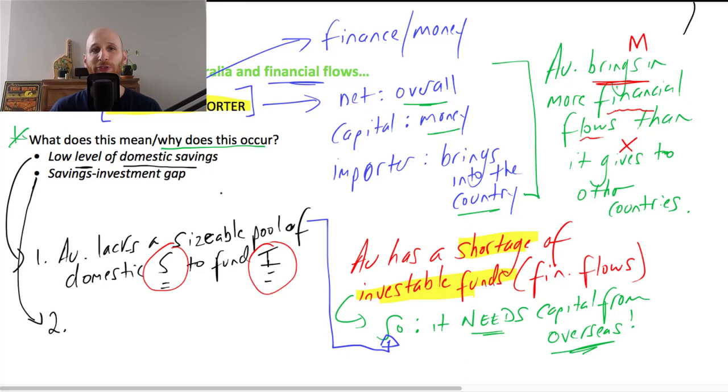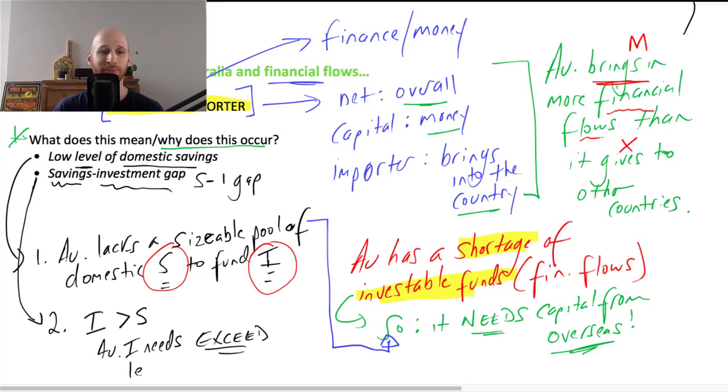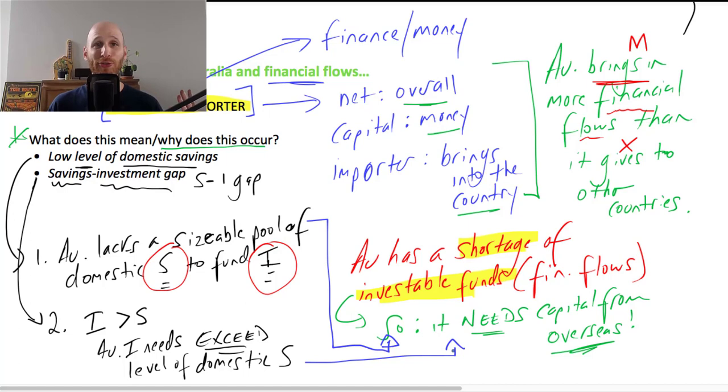The second reason that Australia is a net capital importer is because of something called the savings investment gap, or the SI gap. It's related to point one: basically, Australia's investment needs are greater than its level of domestic savings. So as a result, to fill this savings investment gap, Australia needs to source capital, money, finance from overseas. It needs to bring in financial flows.